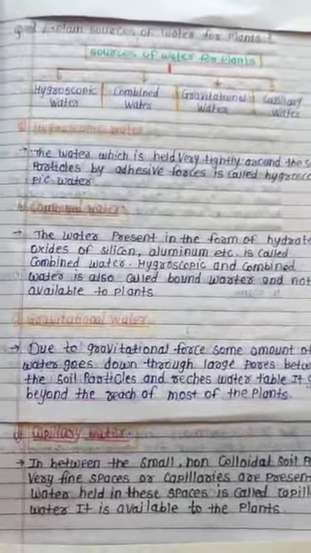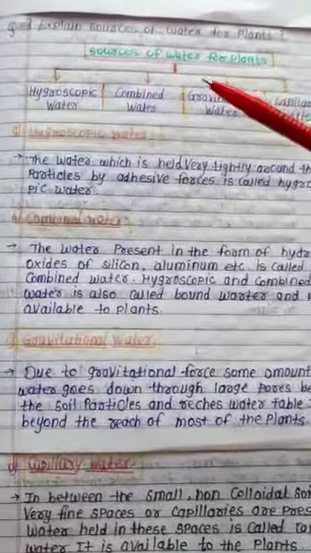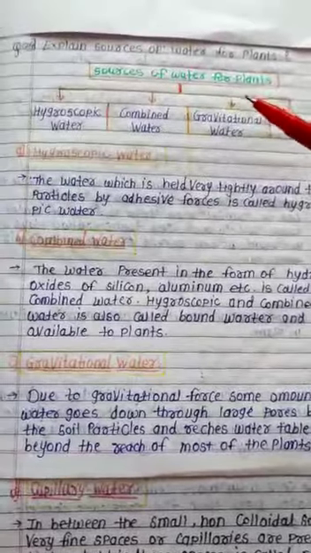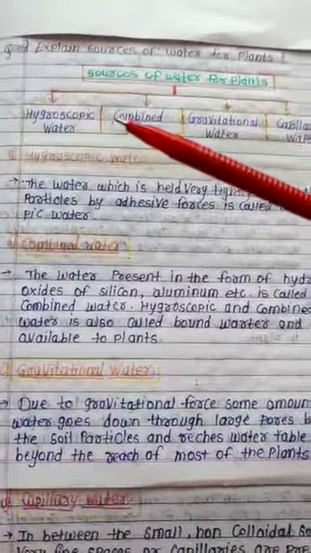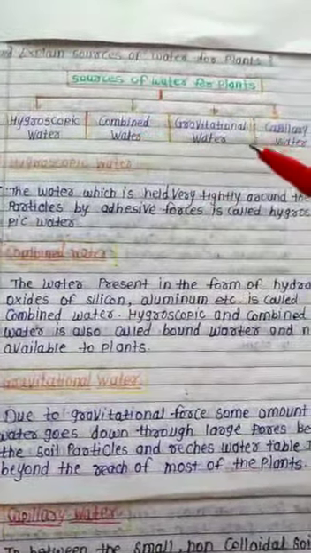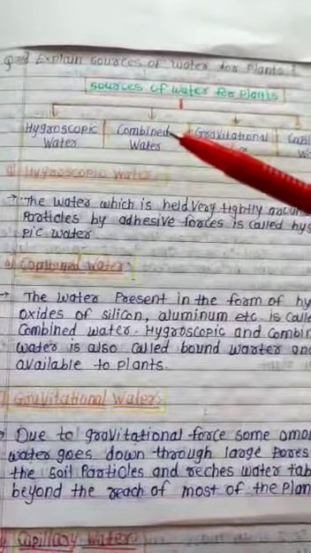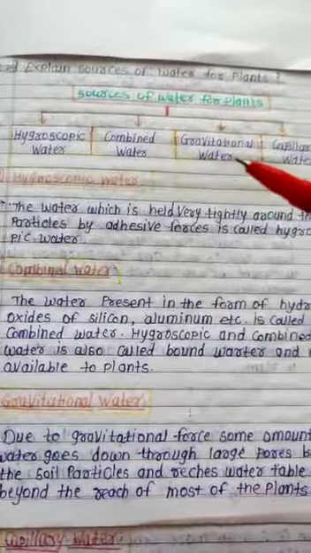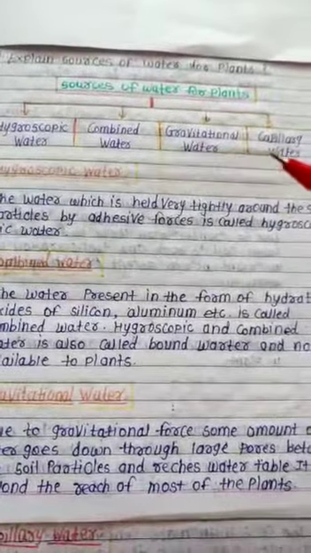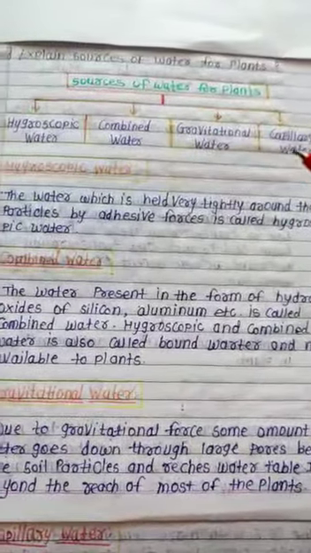Hello student, today we study about the sources of water for plants. So there are four types of water according to source. The first is hygroscopic water, second combined water, third gravitational water and fourth capillary water.